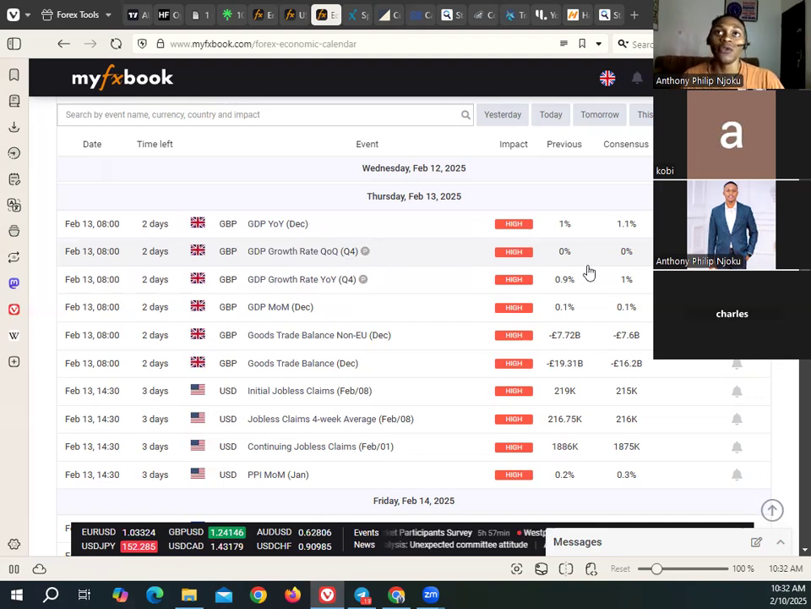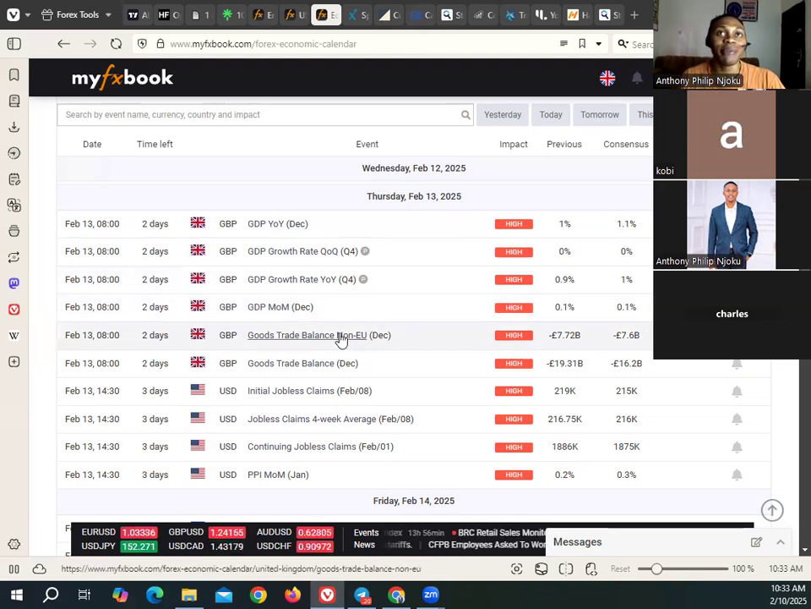Then over here is the GDP growth rate quarter over quarter, from one quarter to the next quarter. Over here is 0 against 0. If you see anything higher than 0 is good, anything lower than 0 is bad. So that has to do with everything with GDP, even the growth rate year over year, month over month, everything. We just need a figure higher than the consensus. If you see a figure lower than consensus, it is bad.